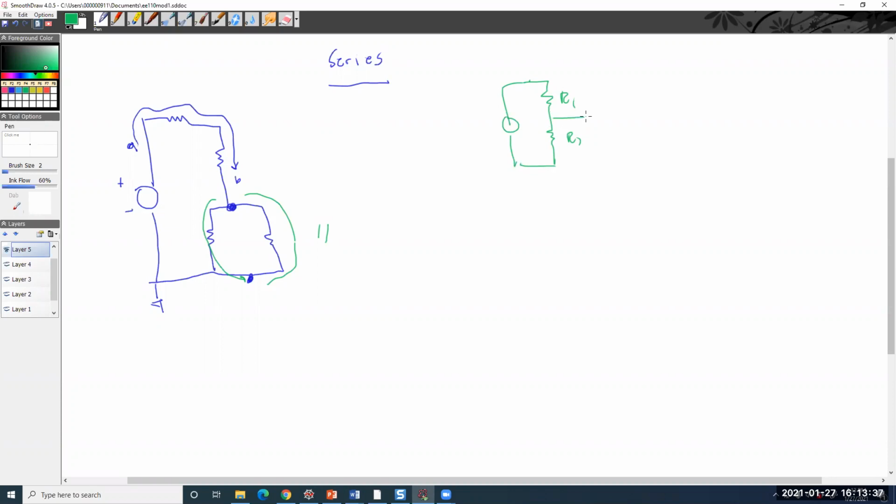you'd be surprised how often we use voltage division, right? And here's the thing. This could be a capacitor, this could be an inductor, or whatever, and it will have a frequency dependent component to that.